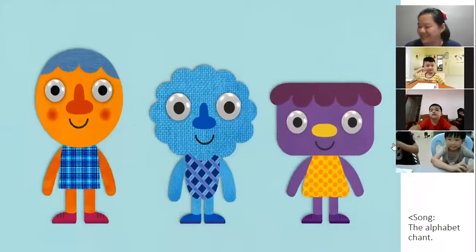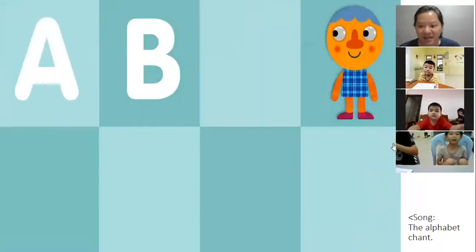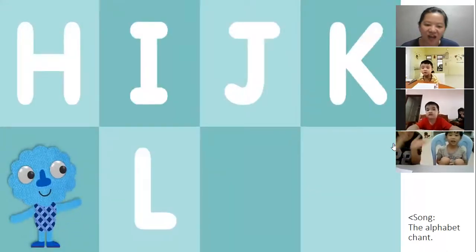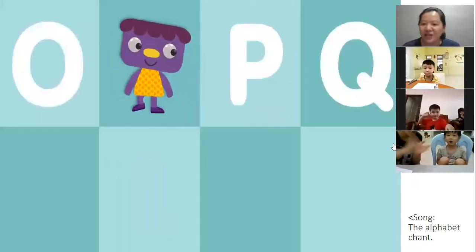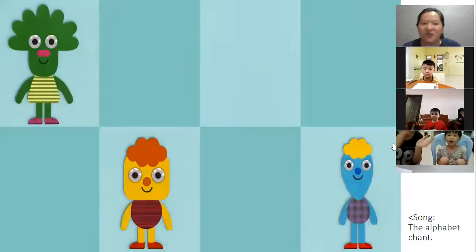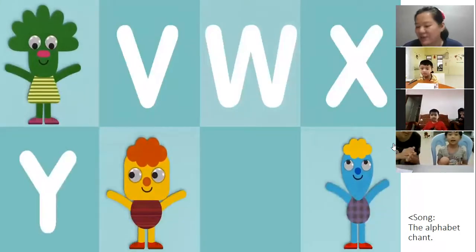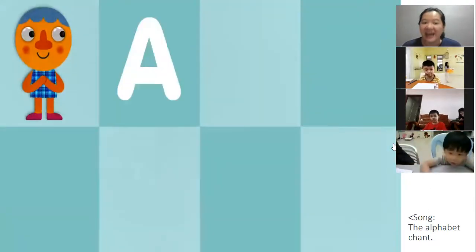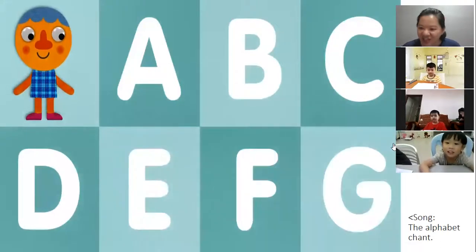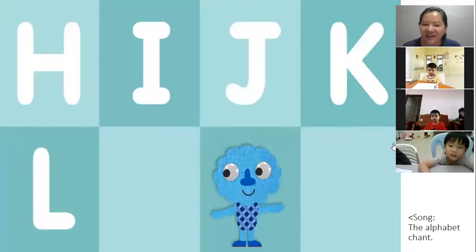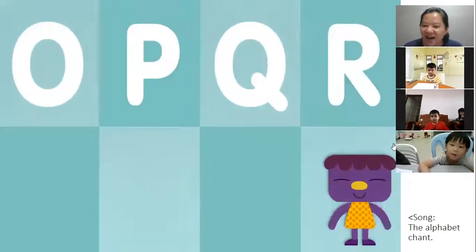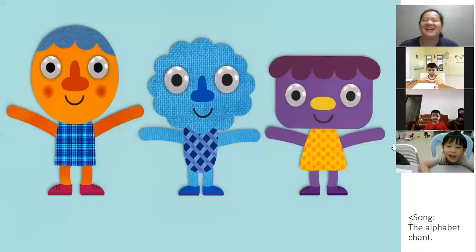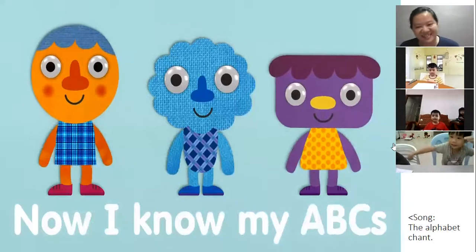Great! Faster? Faster! A, B, C, D, E, F, G. H, I, J, K, L, M, N. O, P, Q, R, S, T, U, V, W, X, Y, Z. Now I know my ABCs.